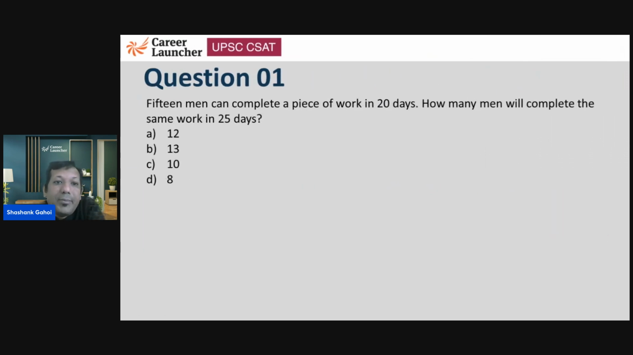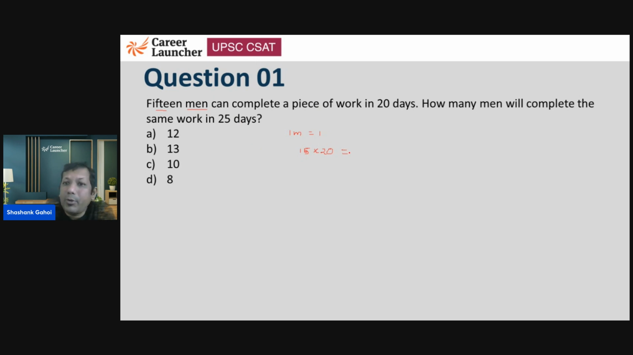Now it says that 15 men can complete a piece of work in 20 days. How many men are going to complete the same work in 25 days? In time and work, always remember there is a term called efficiency. I am assuming that the efficiency of one man is equal to one. Just an assumption. If you want, you can assume any efficiency, it doesn't make a difference. So 15 men are going to have a total efficiency of 15. They are doing 15 units every day and they finish the work in 20 days. So that is going to be my total work. Work is equal to efficiency into time, right?